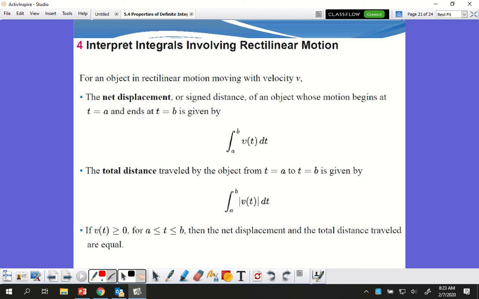So for an object in rectilinear motion moving with the velocity v, what do we know about v? V is the derivative of the function. Yes, but in the sense of physics, we don't call it the function, we call it the position. So in our steps, position is my function. Then the next one down would be the velocity, right? After that is the acceleration. And the fourth one is jerk. Did we ever get altitude? No, that's position. The next one is jerk. And then there's no more after that.